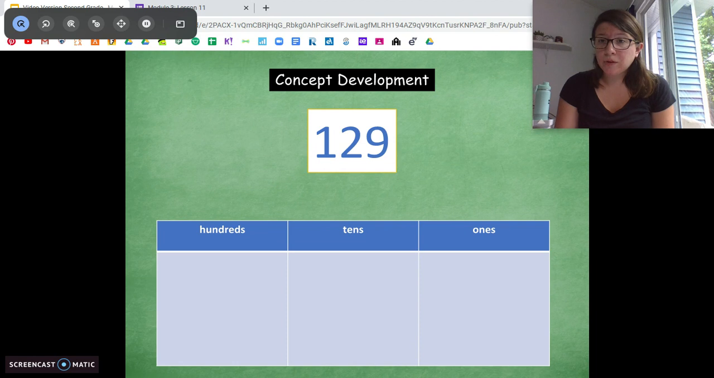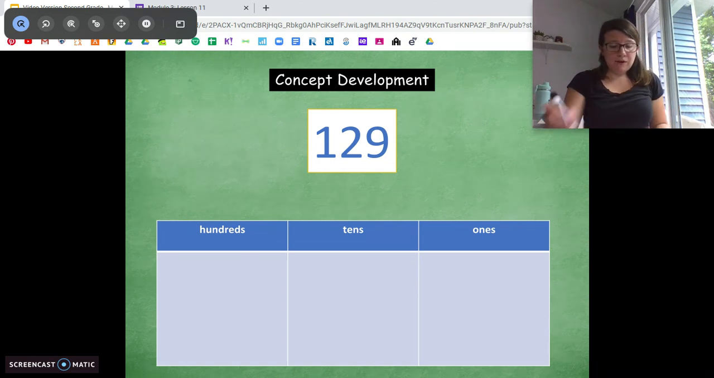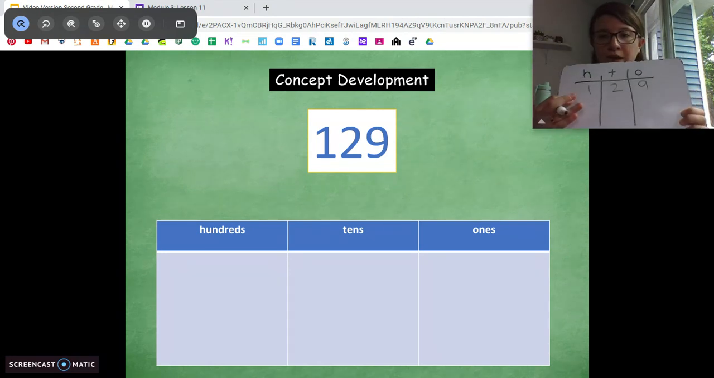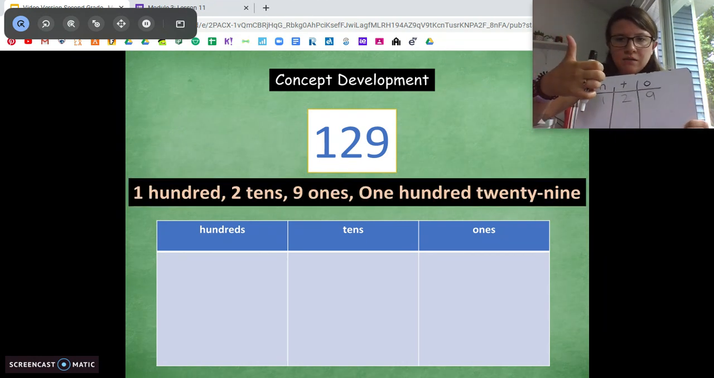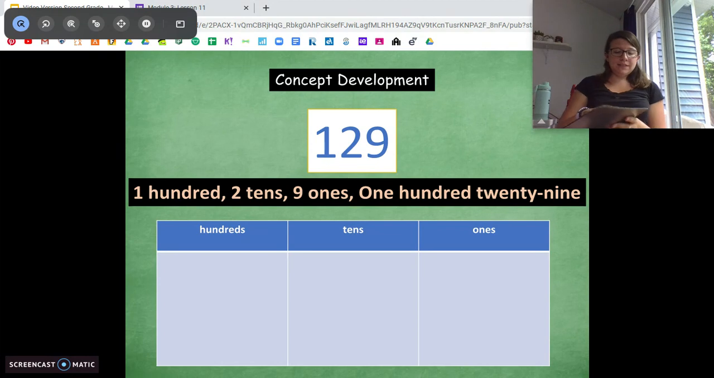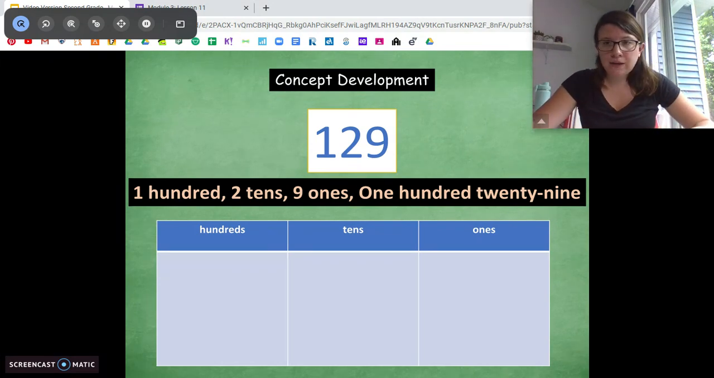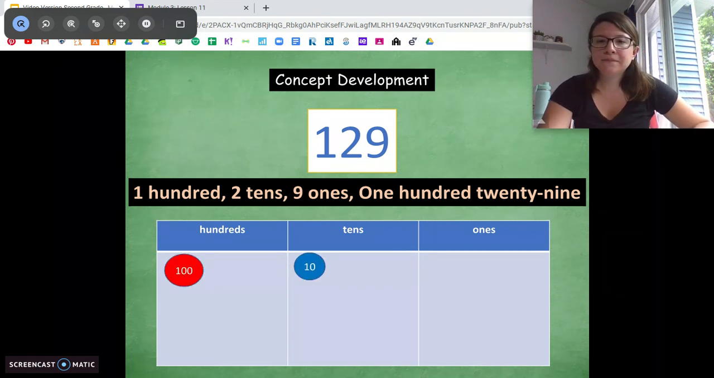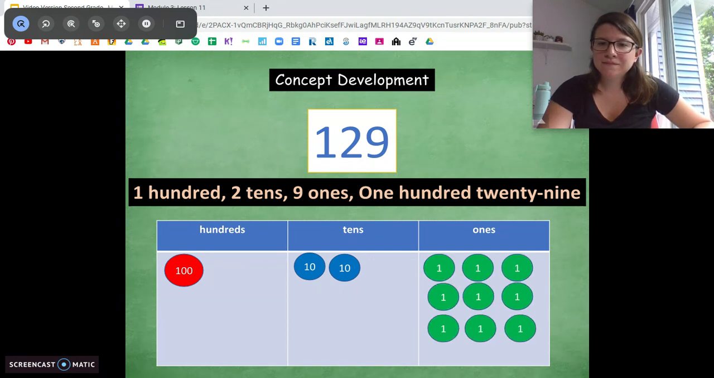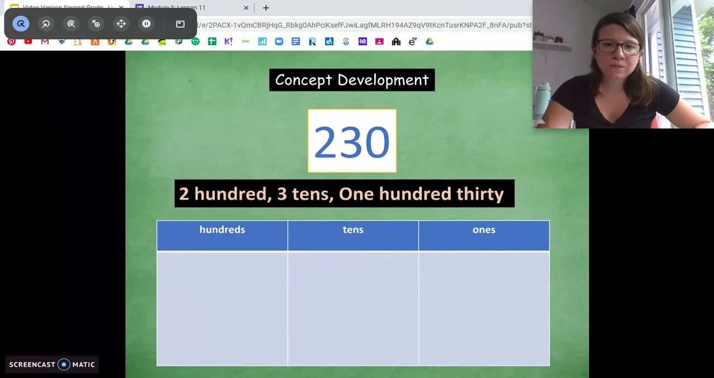Ready? Okay, let's talk about the unit form first. This number, from what I can see, if I break this number down into my chart, I can see it has 1 hundred, 2 tens, 9 ones. Thumbs up if you got that. Good. Now, I want to see your place value charts. How many hundreds circles should we have? 1. Very good. How many tens? And how many ones? Awesome. Good job.